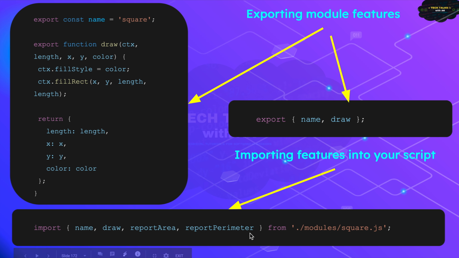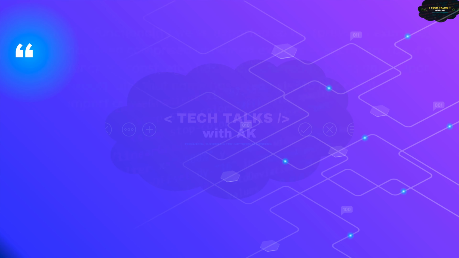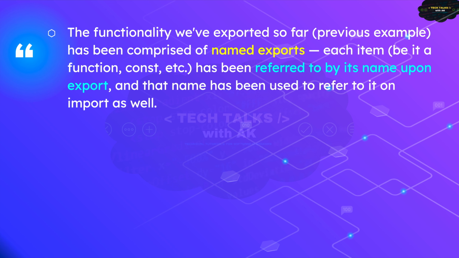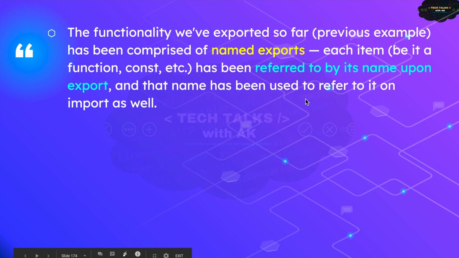Our next question is, what are the differences between default export and named export? And the answer is, the functionality we exported in the previous example was actually named export. Each item, be it a function, const or anything, has been referred to by its name upon export, and that name has been used to refer to it on import as well. So such exports, where we write export with the name of the function or value, are called named exports.